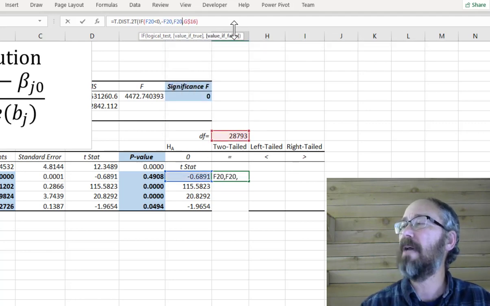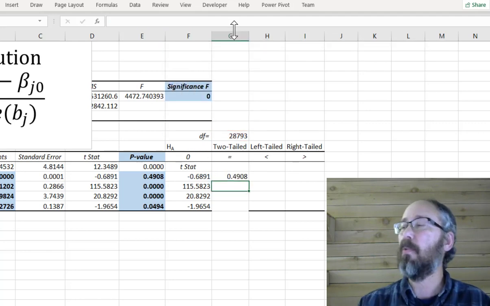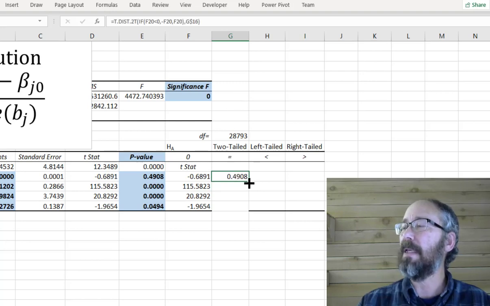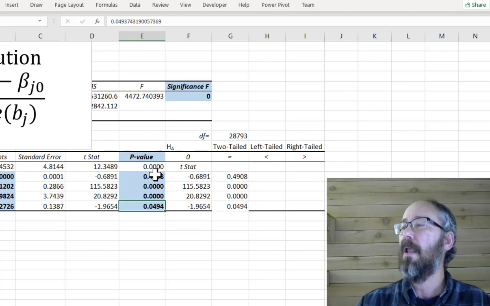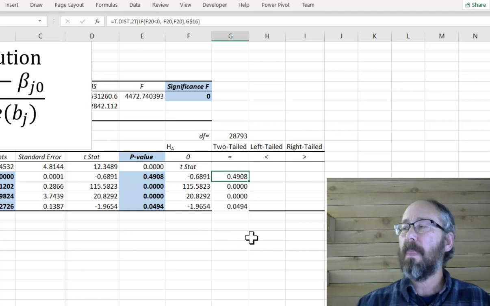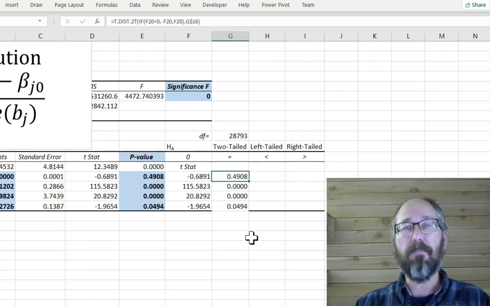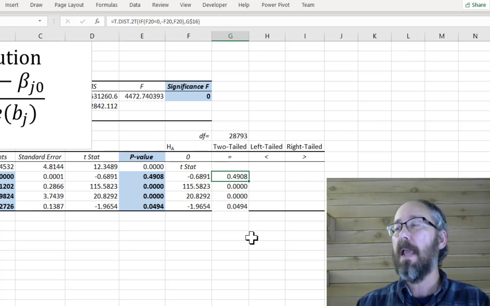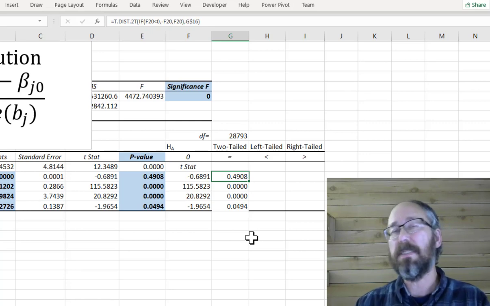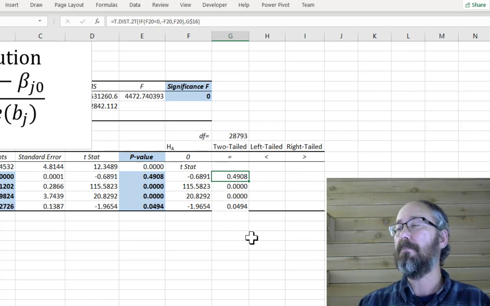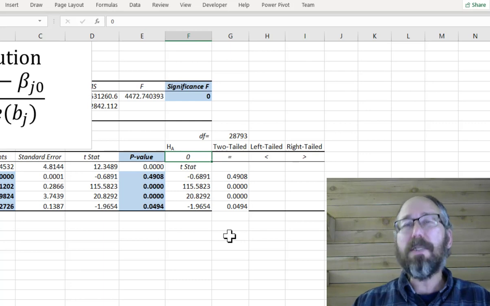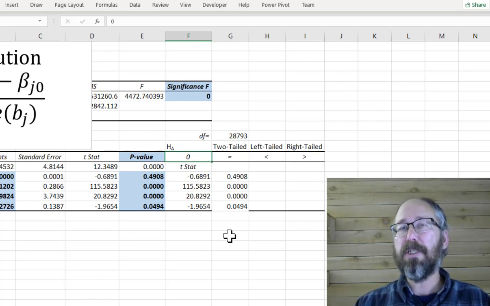Otherwise, we want just F20. And it should work. And now when I copy it down, it should work as well. And it does. It matches all of these. So this is what Excel is doing by default with the data analysis tool pack, the linear regression and the t-test or t-stat and the p-value for that. It's using the two-tailed.